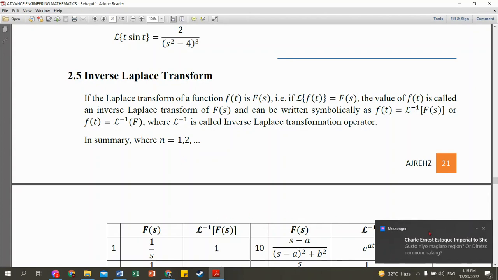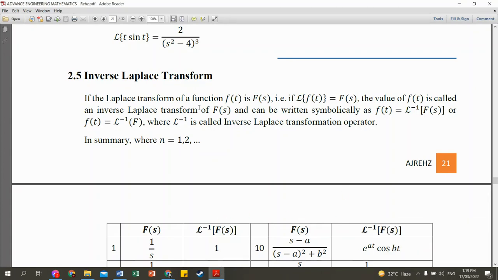Okay, so if the Laplace transform of a function f of t is F of s, in mathematical form, we have Laplace of f of t is equal to F of s, the value of f of t is called an inverse Laplace transform of F of s and can be written symbolically as f of t is equal to the inverse Laplace of F of s, where this symbol is called the inverse Laplace transformation operator.